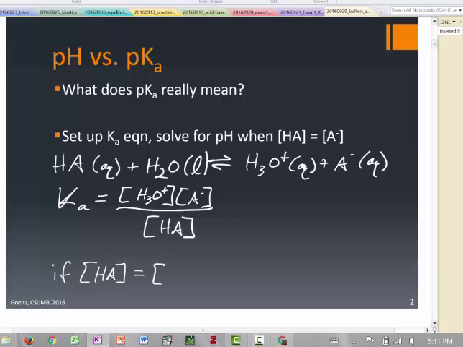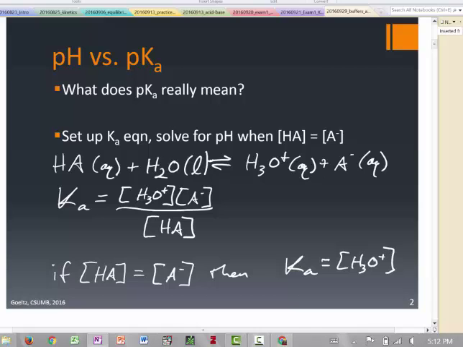And the scenario posed by this prompt is, if HA is equal numerically to A minus, if I have an equal concentration of the acid form and the base form, this equation gets simpler. What's Ka equal to in that case? H3O plus.